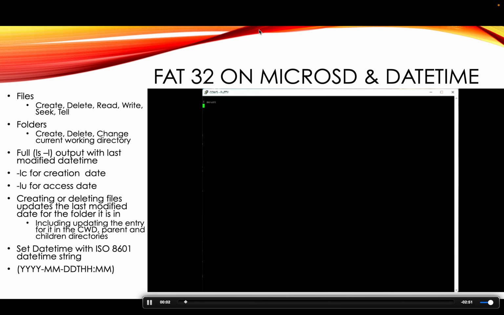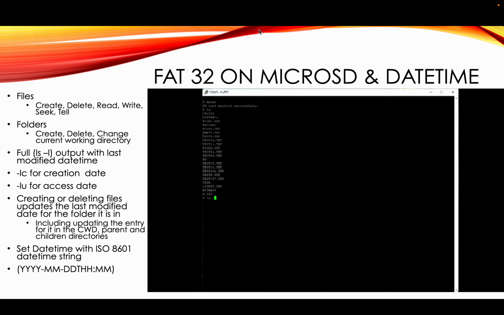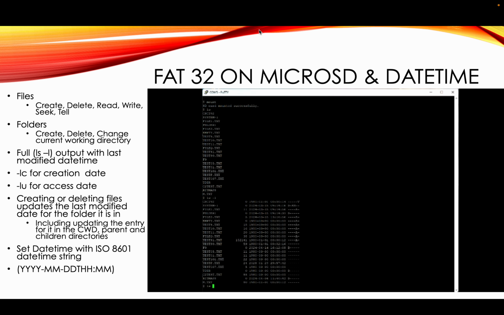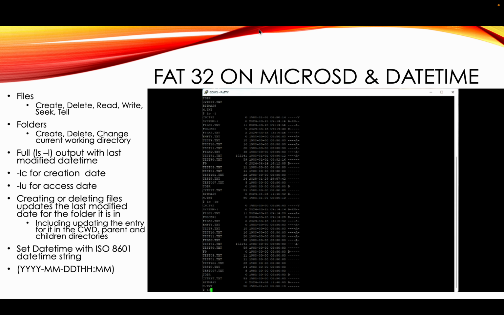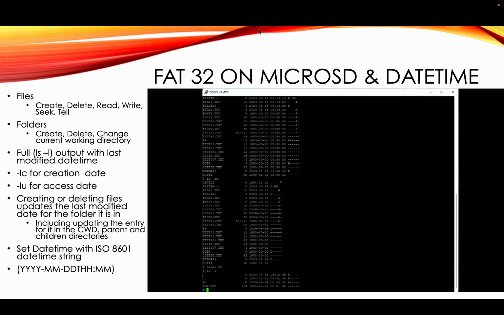One of the really big devices is probably the FAT32 on microSD. As you can see here, I mounted the device, I listed the contents of the root directory, and I support files and folders: creating, deleting, reading, writing, all that. When I list the output, I can have full output, which includes by default the last modified date and time, the size of the file, and any attributes, like if it's a directory or archived. I have different flags if you want to get the creation or access date.